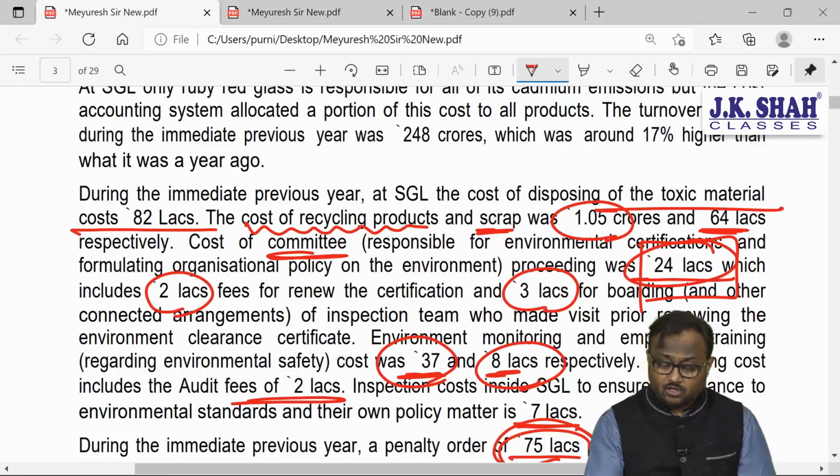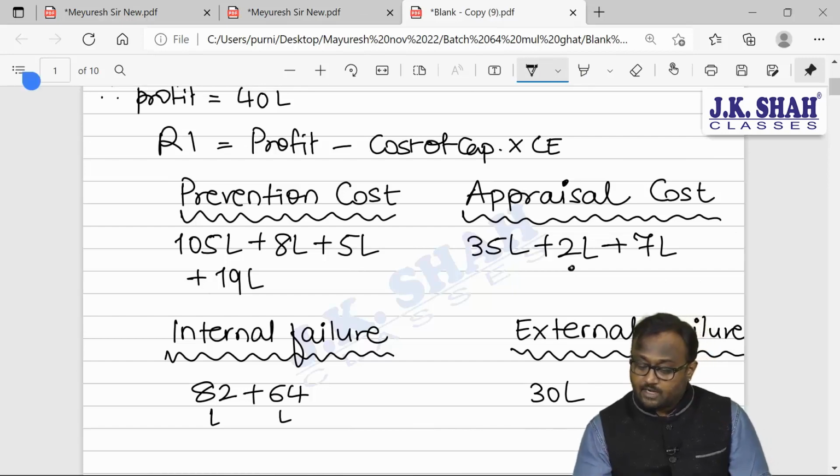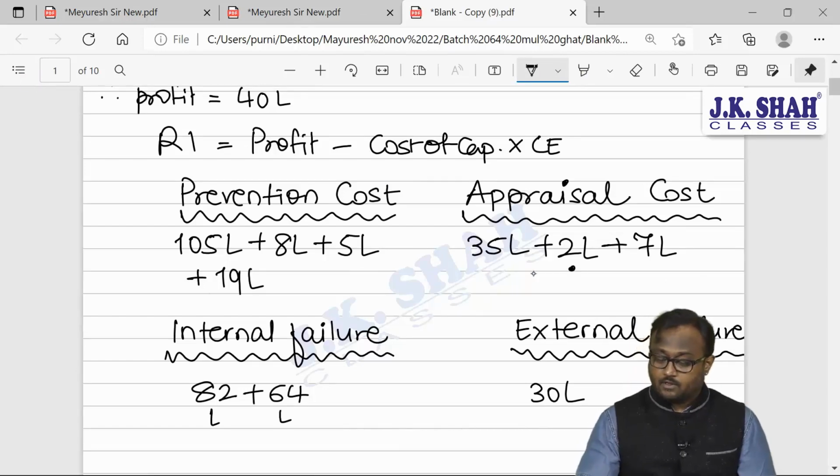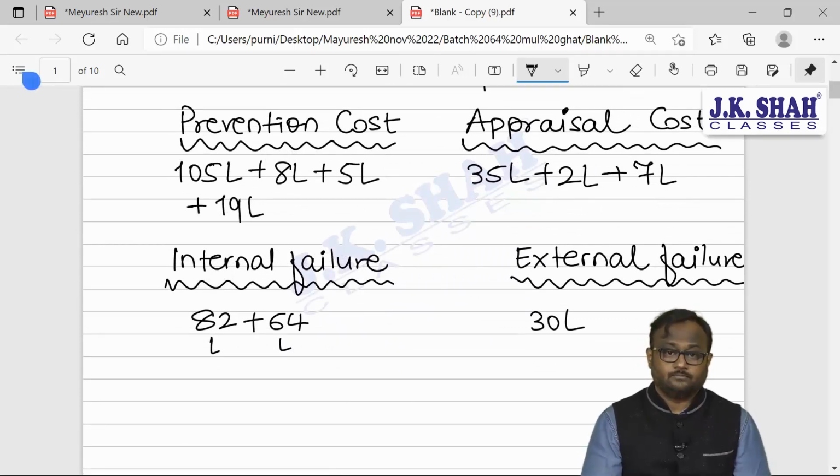Of course, the total will tally, but I must show the certification cost separately and committee cost separately. Similarly, I must show audit fee separately and the appraisal cost separately here. This is what I'm supposed to present. You can take a screenshot of this if you want.